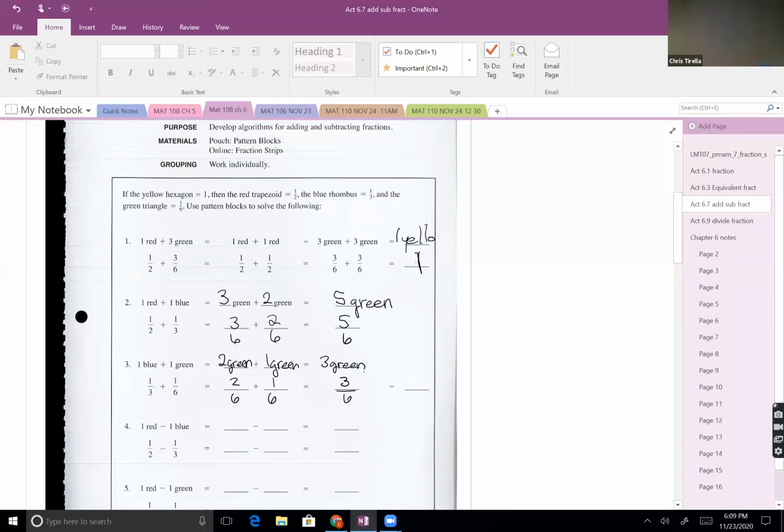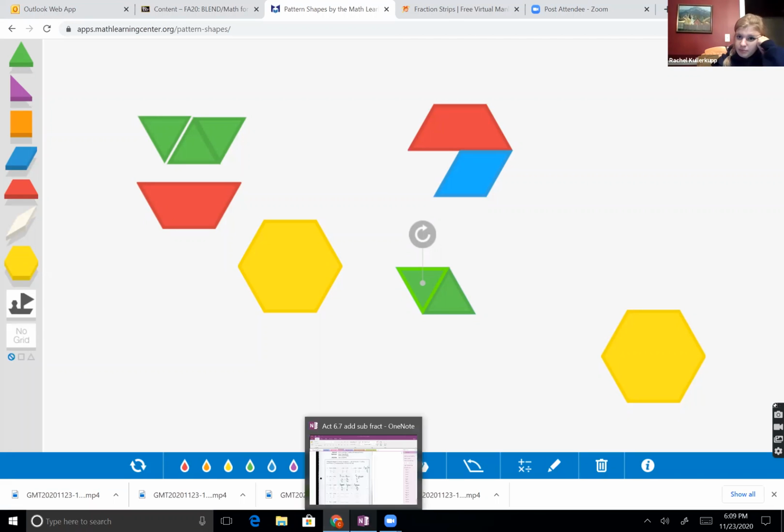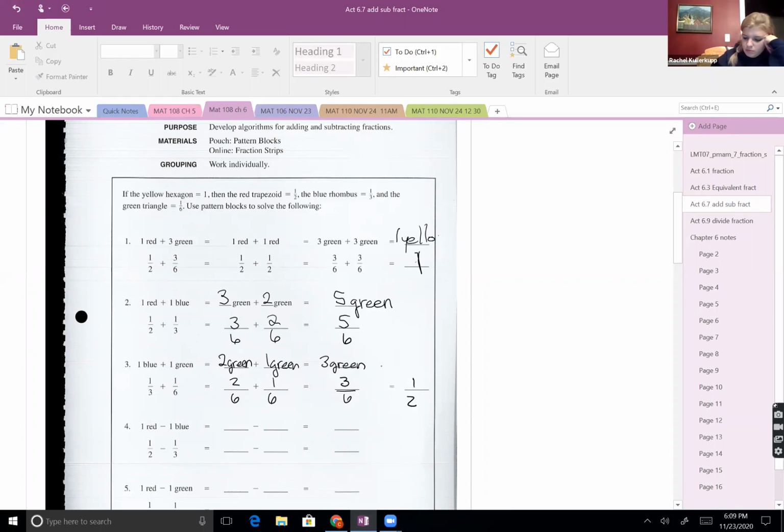And then the 3 green would be equivalent to 1/2, or 1 red. And so we could take more time going through and looking at this, but you see how we can use the pattern blocks to kind of show the relationships between getting those equivalent denominators, common denominators, so that we can add those fractions. That page all right?